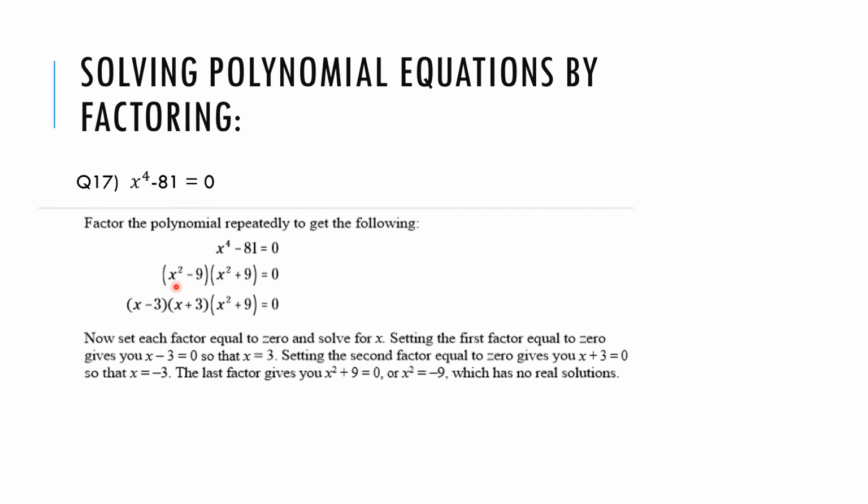So x^2 minus 9 is (x minus 3)(x plus 3), times (x^2 plus 9). Now set each factor equal to 0 and solve for x. Setting the first factor equal to 0 gives us x is equal to 3. Setting the second factor equal to 0 gives us x is equal to minus 3. The last factor gives us x^2 plus 9 is equal to 0. x^2 is equal to minus 9, which has no real solutions.